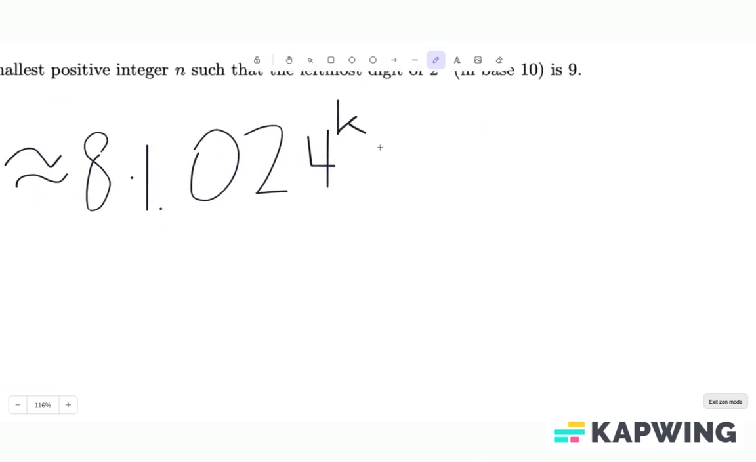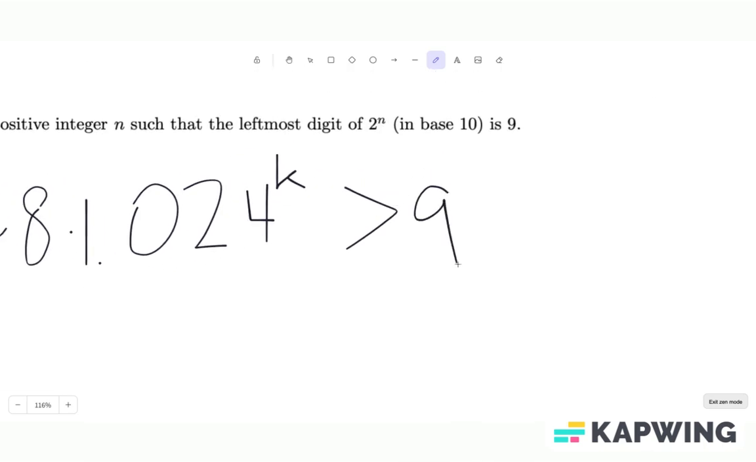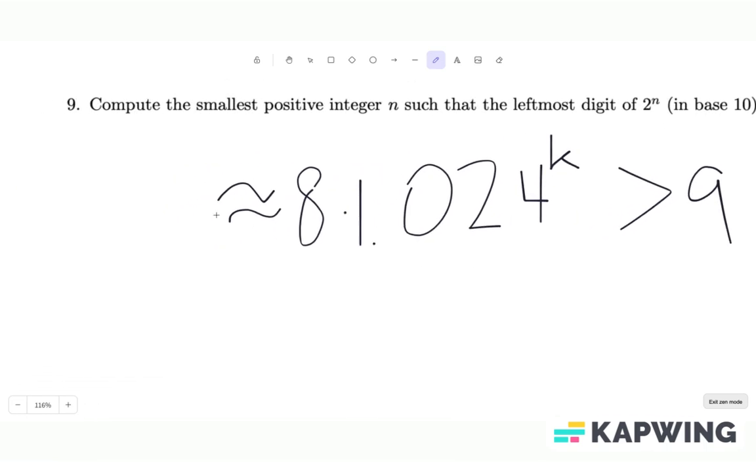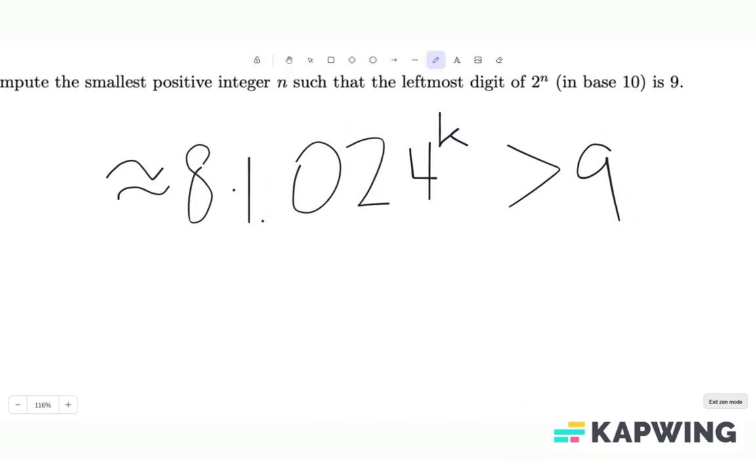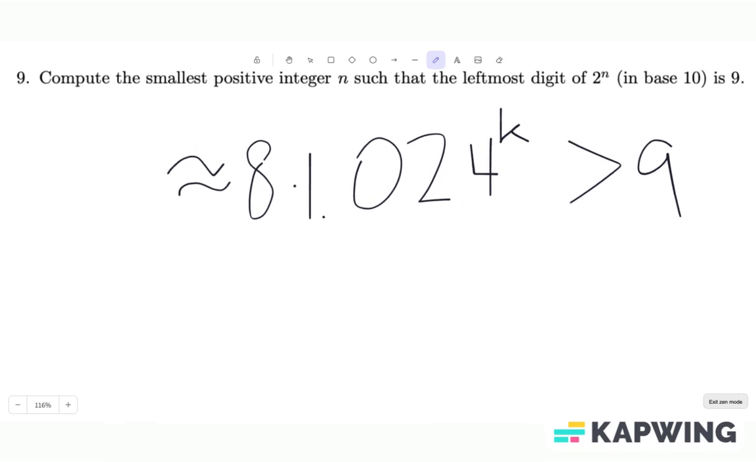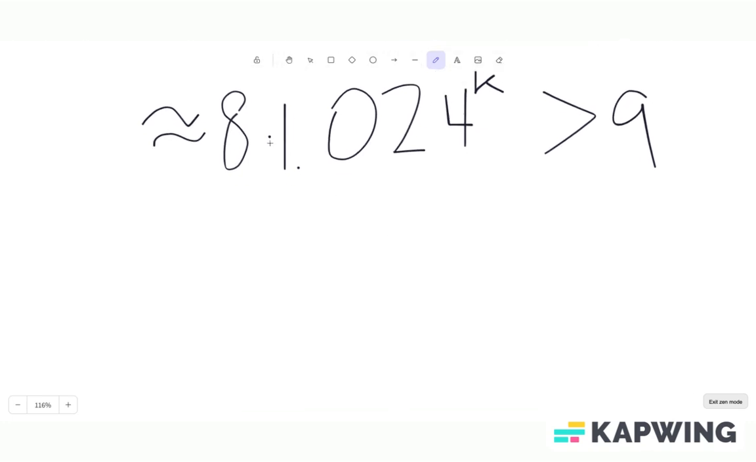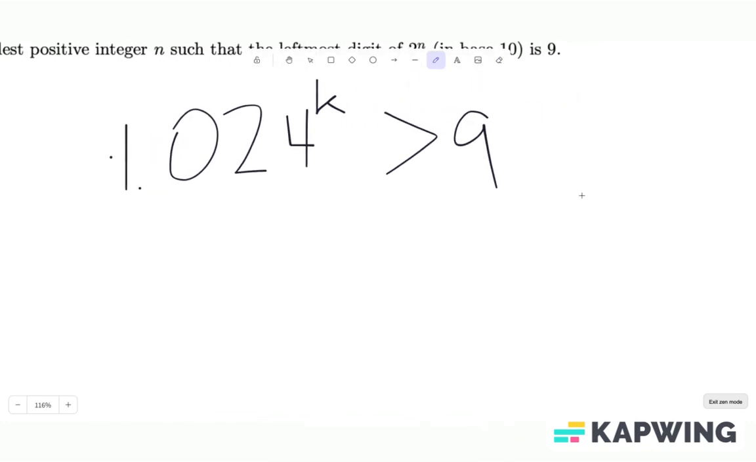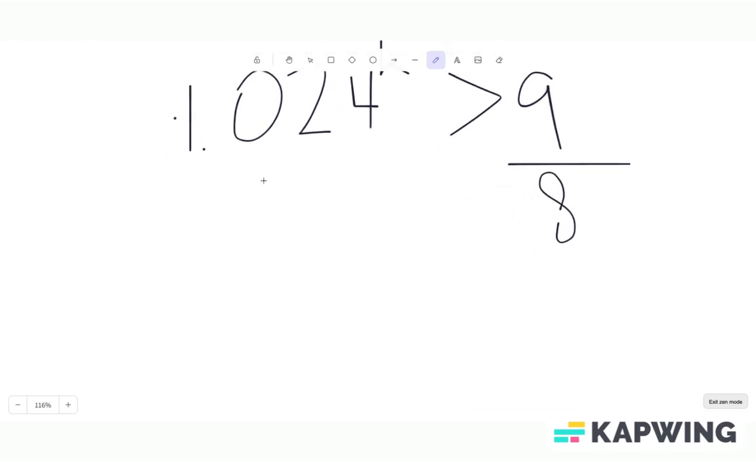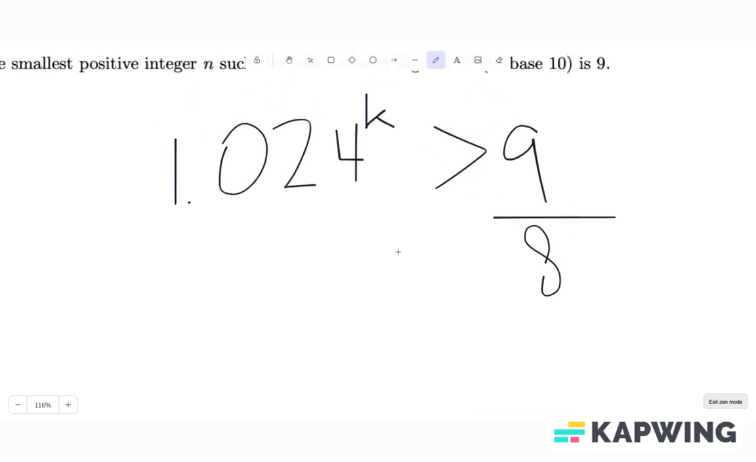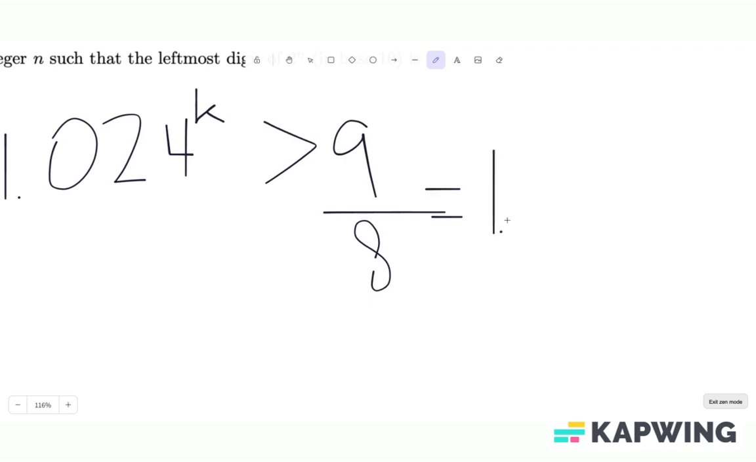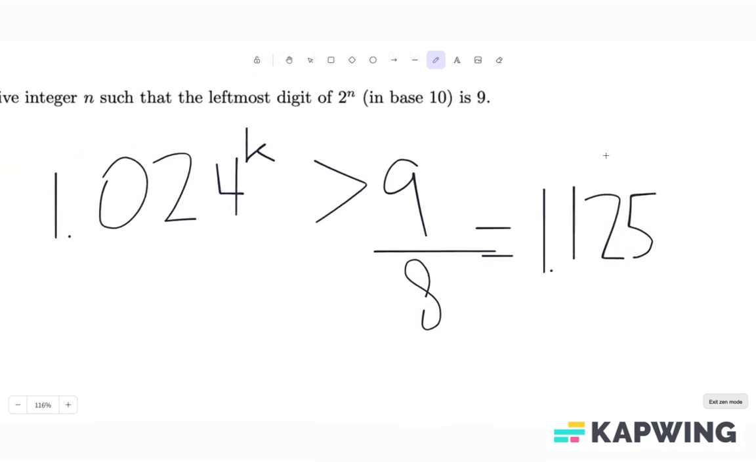So for some k, we have this is going to be greater than 9. And this is only approximately 8, like we have 8 or 8,132. So it's only going to give us an approximate answer, but very accurate. And now, if you understand that reasoning, then we can move on, and you have 9/8. We can move it to this side, and now this is 1.125.